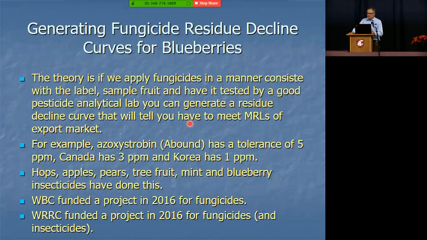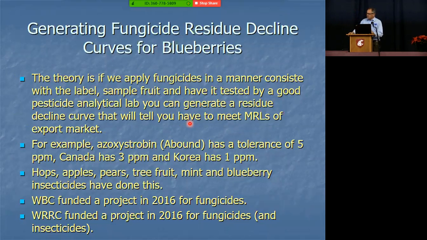So the theory behind doing these residue decline curves is if we apply fungicides in a manner according to the label, we sample the fruit, we send it to an analytical lab, we can track the decline of residues over time. We can figure out how many days before harvest we apply the product and get a pesticide residue that is low enough to go into some other countries. So with Pristine, if we want to get down to 6 to go into Canada, maybe if we wait 10 days or 5 days, our residues will decline and we can ship to Canada.